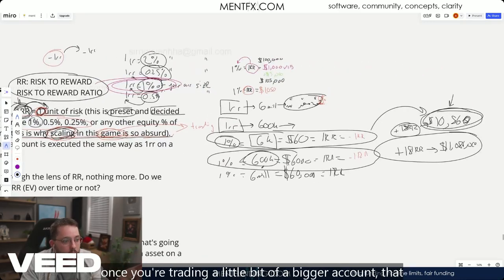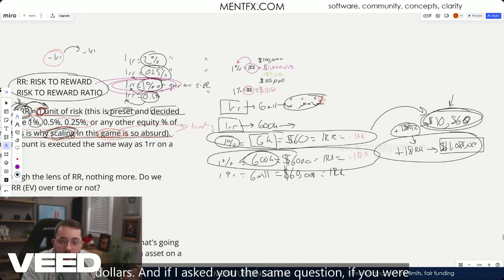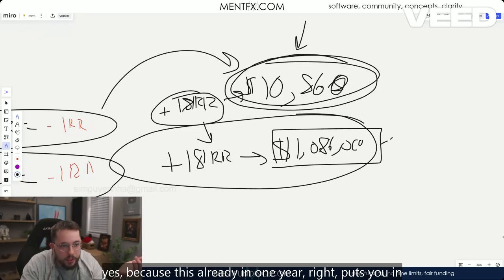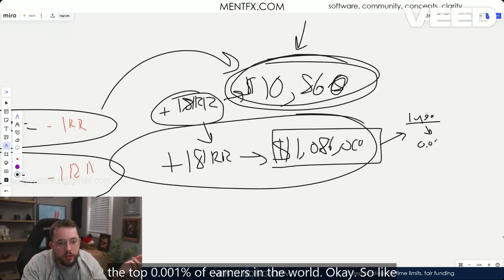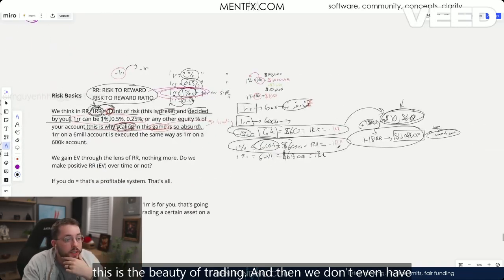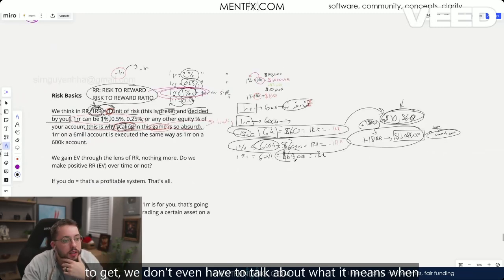Once you're trading a bigger account, that same return, with no differences other than the fact you're trading a larger account, is now a return of $1 million. And if I asked you the same question, if you had made $1 million in a year, would you be happy? The answer is going to be, I hope, a yes, because this already, in 1 year, puts you in the top 0.001% of earners in the world. Something along those lines. So just remember that. This is the beauty of trading.